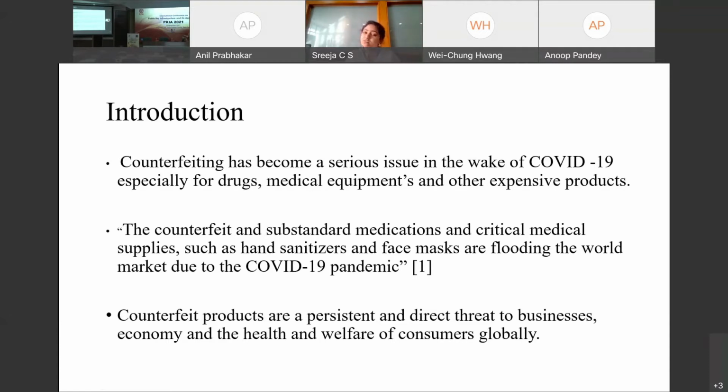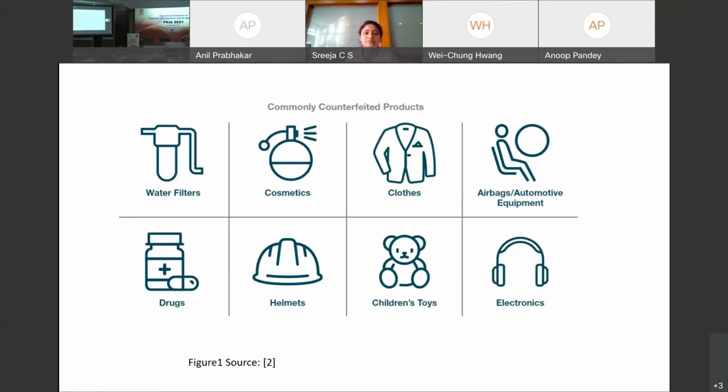There are many cases which have been reported. Counterfeit products, especially drugs, are leading to mortality. The data has not been included much here, but there are references given. Now, what are commonly counterfeited products? These are a few of the products you can see, from water filters to electronics. But what we are focusing on is mainly drugs, considering that India, if you look at the third position, is maintaining the entire supply chain with respect to drugs also.